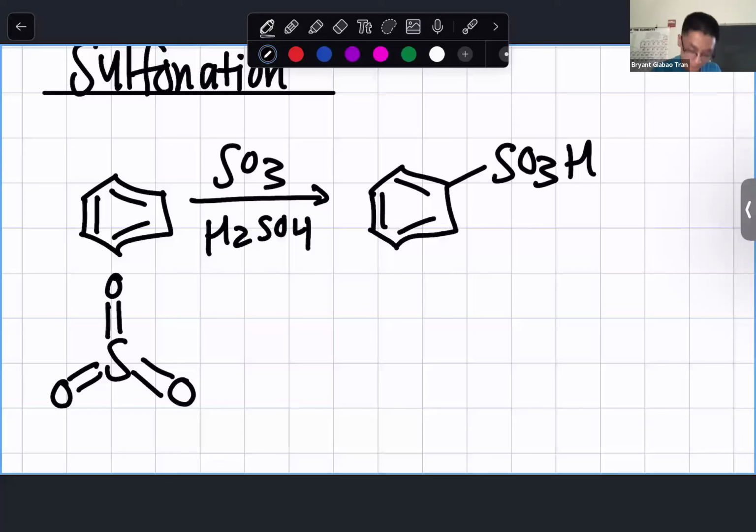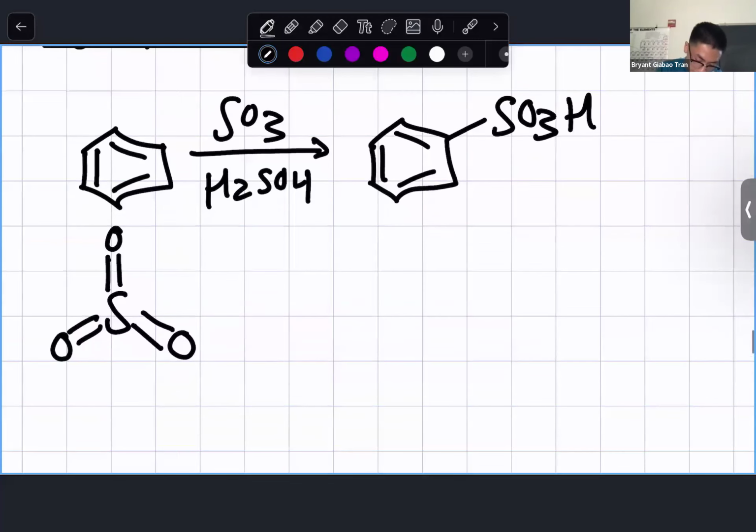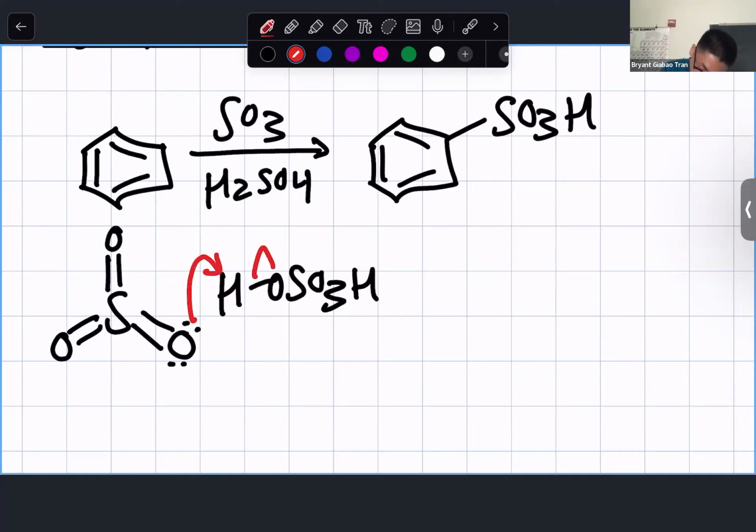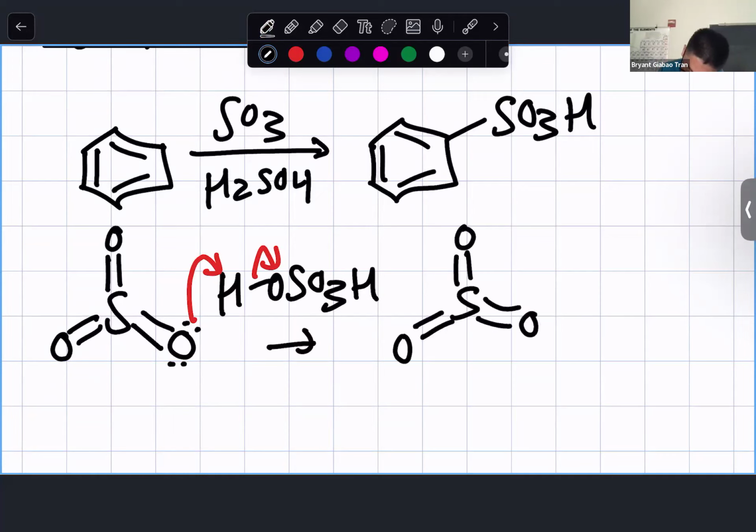Okay, so here's the mechanism. We are going to protonate one of the oxygens with the strong acid, H2SO4. That's going to give us this protonated group here. But this oxygen here is not going to be our electrophile. Our electrophile here is going to be on the sulfur. Right?